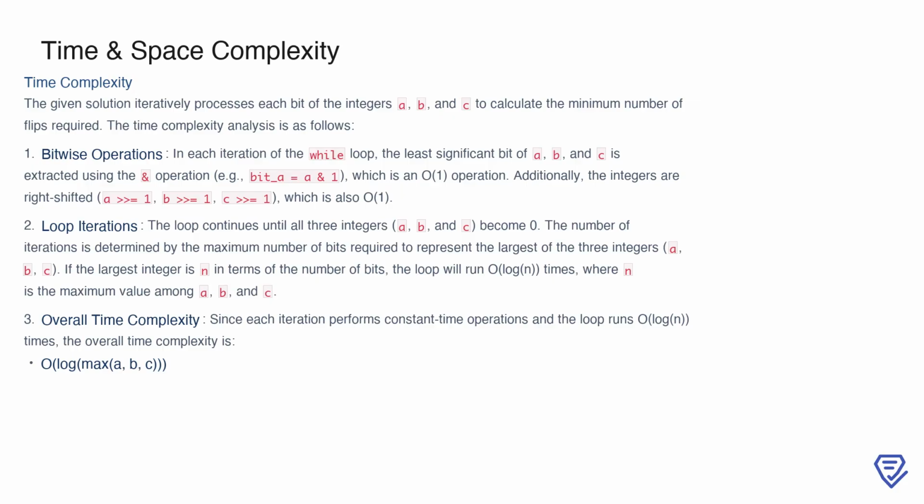The number of iterations depends on the number of bits in the largest of these three integers. Specifically, if the largest integer requires n bits in its binary representation, the loop will execute O(log n) iterations, where n is the maximum value among A, B, and C. Combining the constant time operations within each iteration and the logarithmic number of iterations, the overall time complexity of the solution is O(log max(A, B, C)).